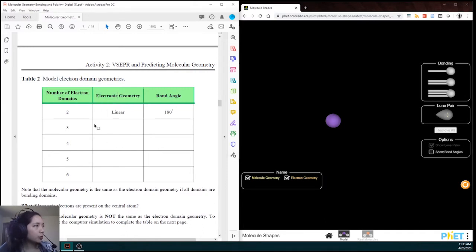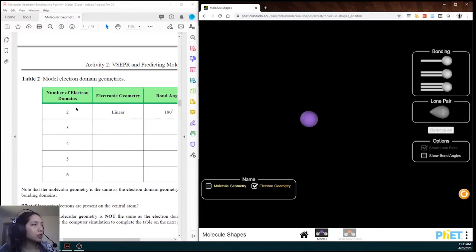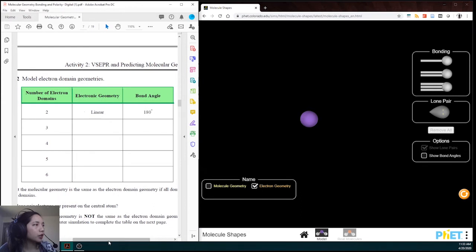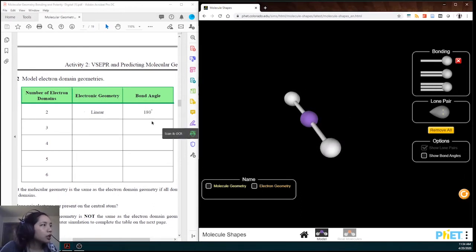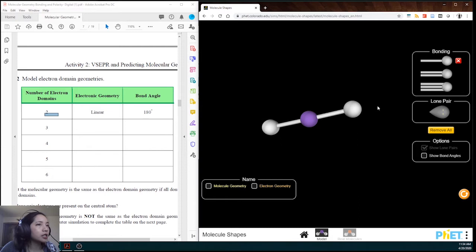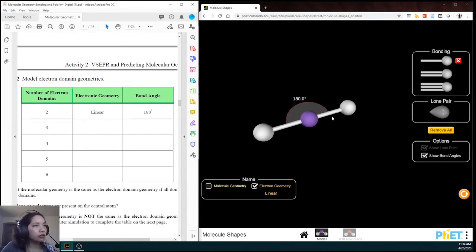Okay. So let's fill out table 2, number of electron domains and electronic geometry. So thankfully, this program will give us the electron geometry as we add electron domains. So let's just add single bonds to this. Right now, I'm going to make this bigger so you can see it. We're just filling out this table. So it has 2 electron domains and it's linear, right? So that's this shape right here. It's telling us that it's linear and that the bond angle is 180 degrees. So that's the first one. That's already filled out for us.